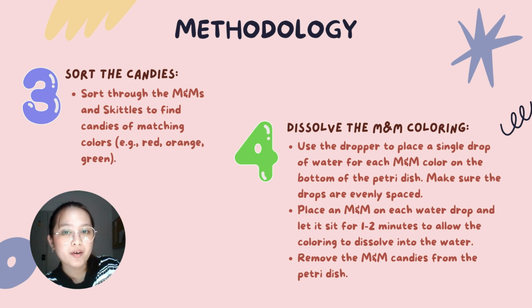Now, after we are done preparing the chromatography solvents and chromatography paper, sort through the M&M's and Skittles to find candies that have matching colors, and then dissolve the M&M's coloring by using droppers to place a single drop of water for each M&M's color on the bottom of the petri dish, and then make sure the drops are evenly spaced. And then place an M&M on each water drop and let it sit for 1 to 2 minutes to allow the coloring to dissolve into the water. Next, remove the M&Ms candies from the petri dish.